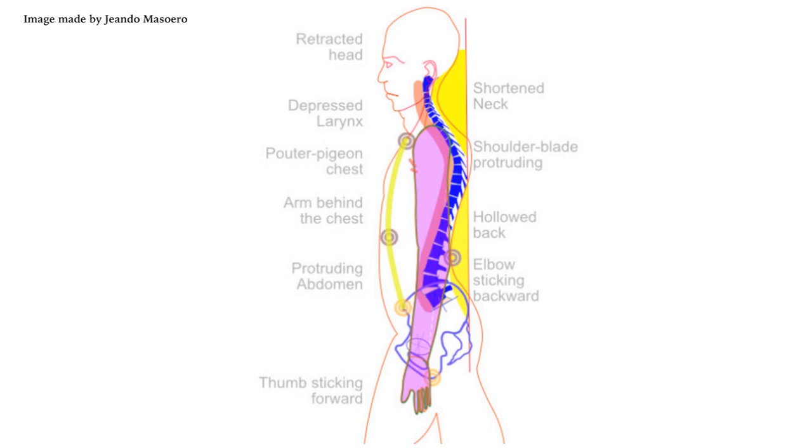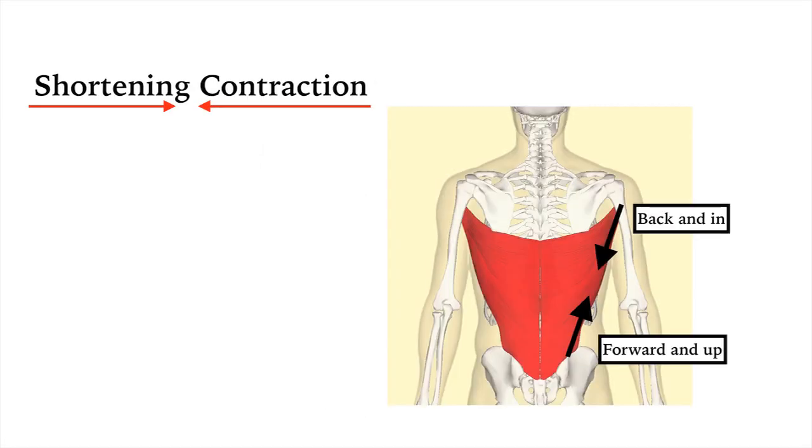Not only will the arm move back towards the pelvis, but the back of the pelvis will move forward and up towards the arms. Or you can guarantee a shortening contraction of the latissimus dorsi if you intentionally move your arm back and the back of your pelvis forward while contracting your latissimus dorsi.